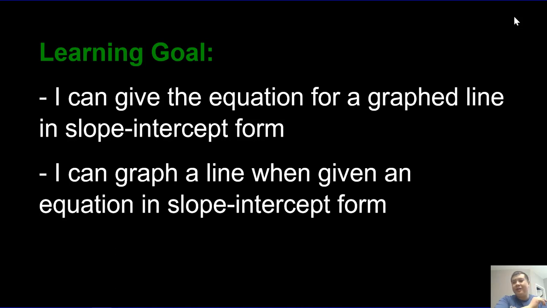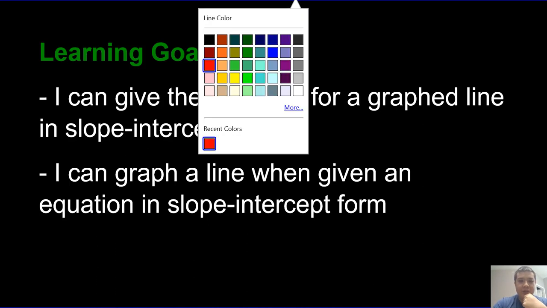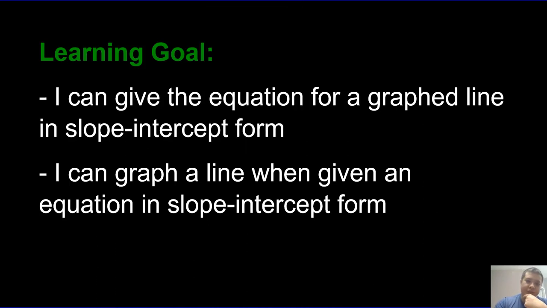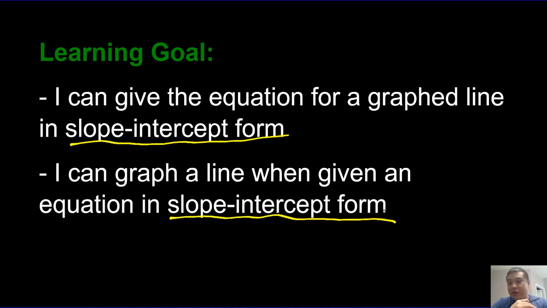On to another lesson. Today's learning goal is I can give the equation for a graphed line in slope-intercept form, and I can graph a line when given an equation in slope-intercept form. So, slope-intercept form is a type of form of an equation called a linear equation. We're going to talk about what all that means in a moment, but this is going to be very important going forward.